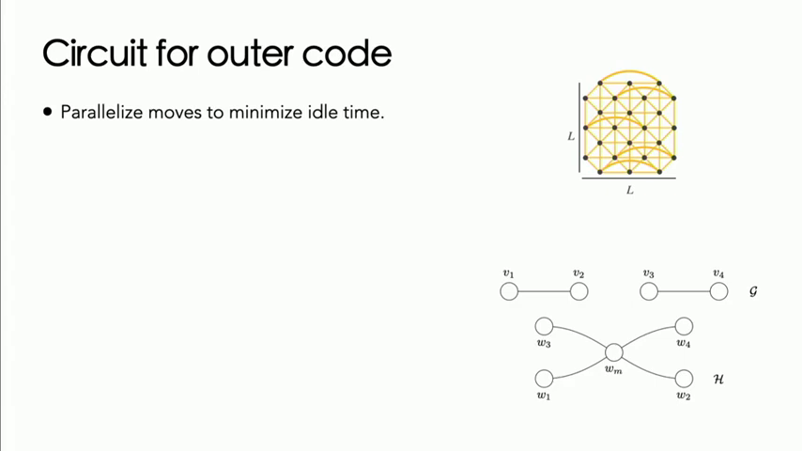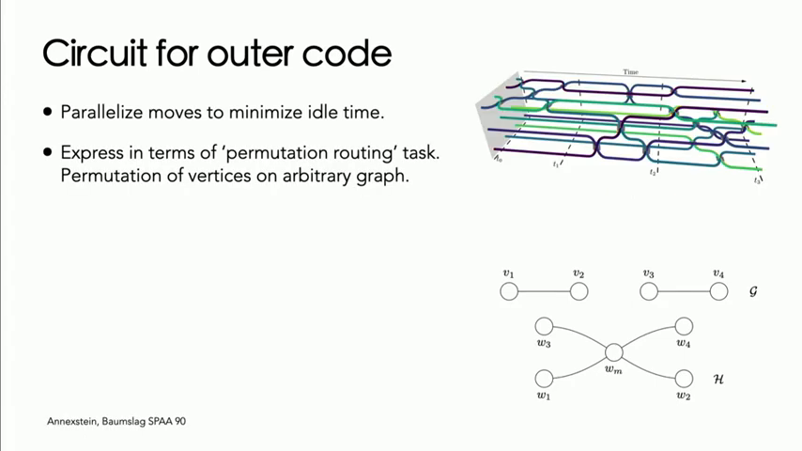So I need to be able to figure out how to perform all of these permutations in parallel, and the way that I'm going to do so is by expressing this as what's called a permutation routing task. And it turns out that you can do so by using this very old algorithm. It appeared in, I think, the 90s by Alon, Chung, and Graham. We were able to build on this algorithm for performing permutation routing and move things in parallel.